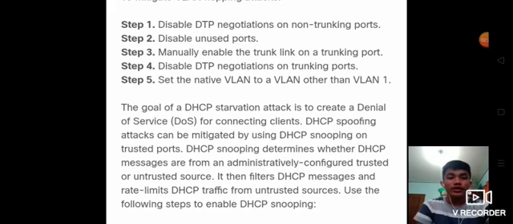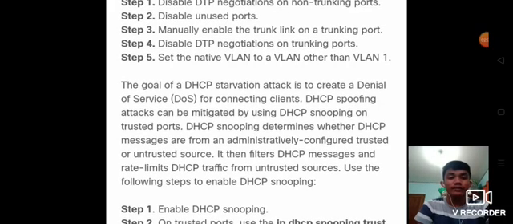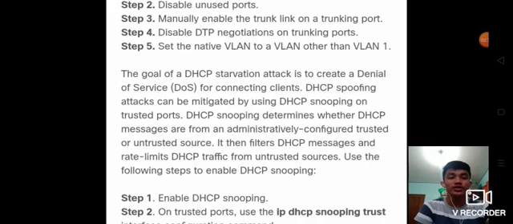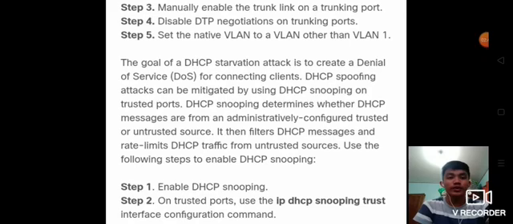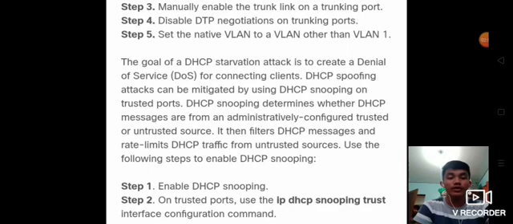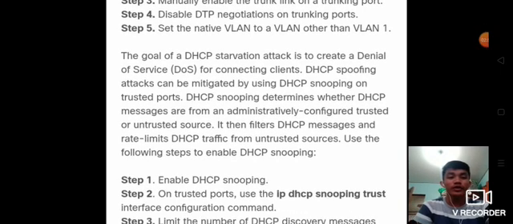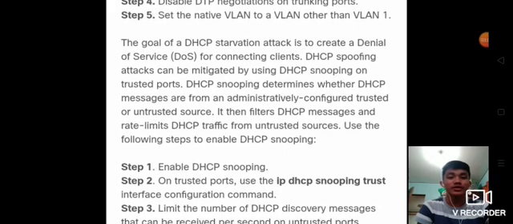The goal of a DHCP starvation attack is to create a denial of service, or DoS, for connecting clients. DHCP spoofing attacks can be mitigated by using DHCP snooping on trusted ports. DHCP snooping determines whether DHCP messages are from an administratively configured trusted or untrusted source. It then filters DHCP messages and rate limits DHCP traffic from untrusted sources.